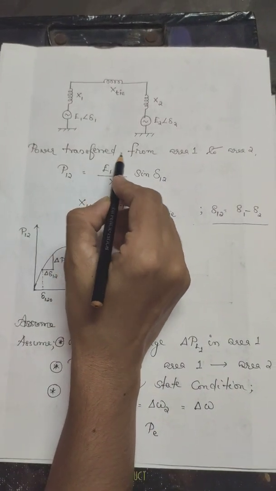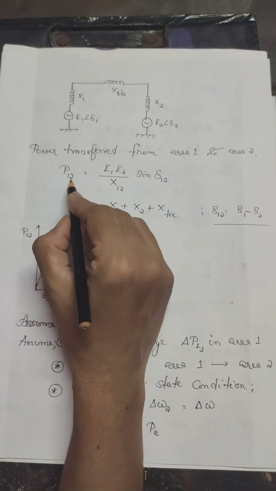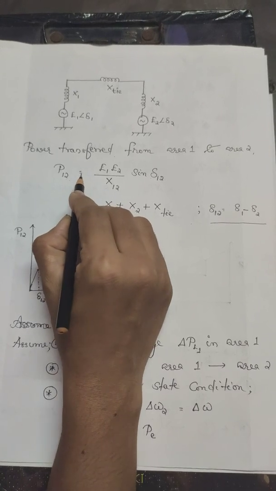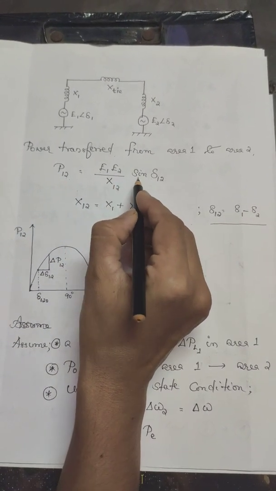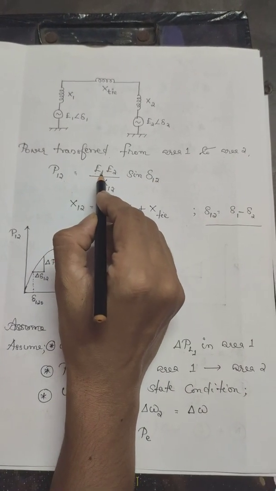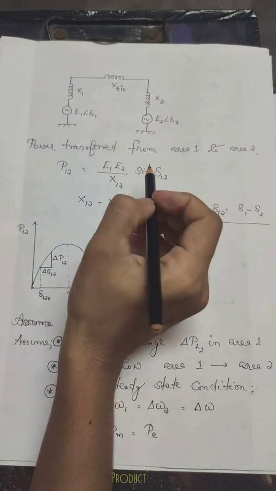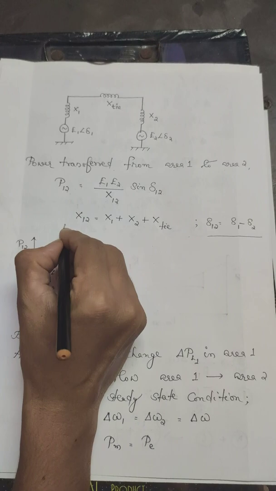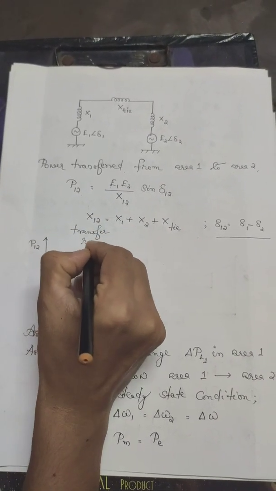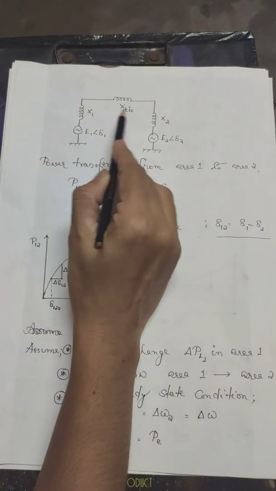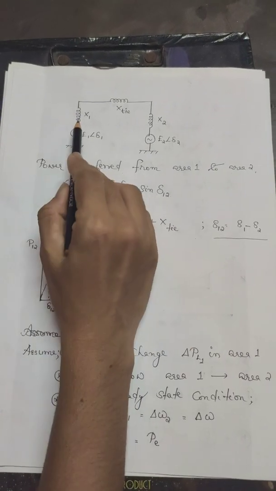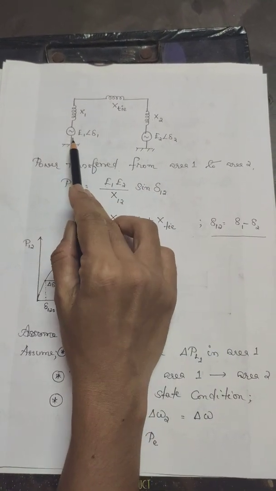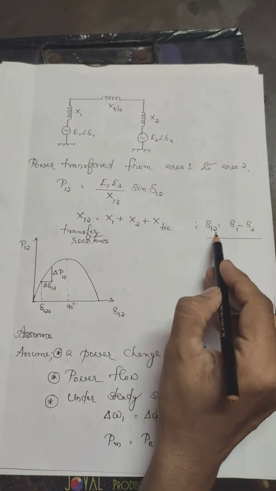So the equation for power transferred from area 1 to area 2 can be written as P12, that is power flowing from area 1 to area 2, which is equal to E1 E2 divided by X12 into sine delta 12, where E1 is the magnitude of sending end voltage, E2 is the magnitude of receiving end voltage, X12 is the transfer reactance between the sending end and the receiving end, and it is given as X1 plus X tie plus X2, and delta 12 is the angle between sending end voltage and receiving end voltage, which is equal to delta 1 minus delta 2.